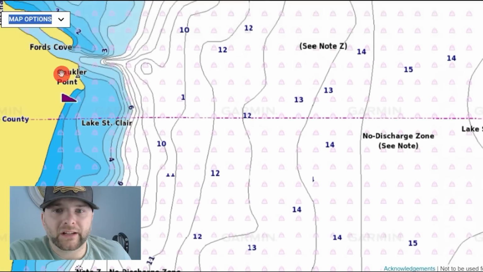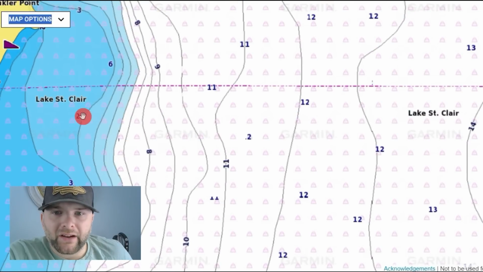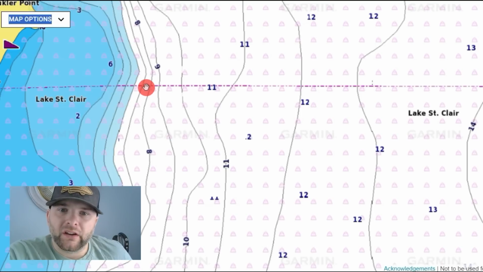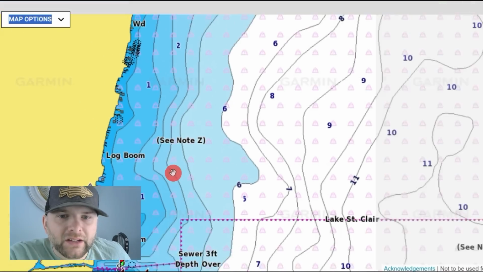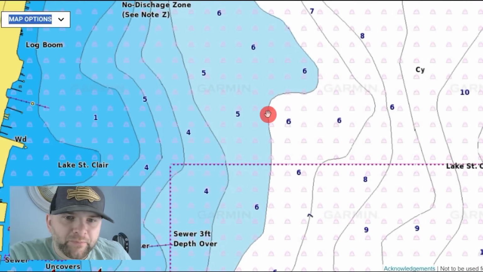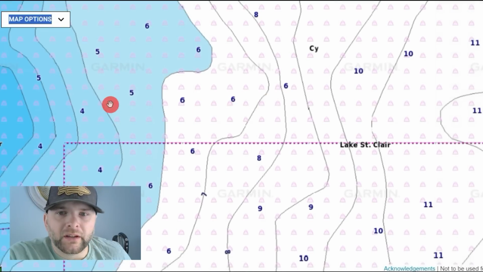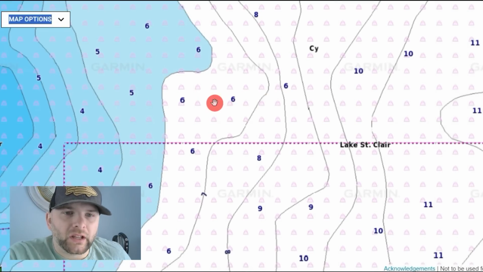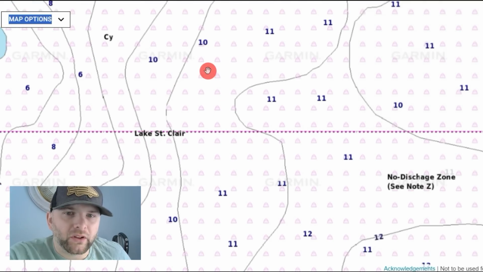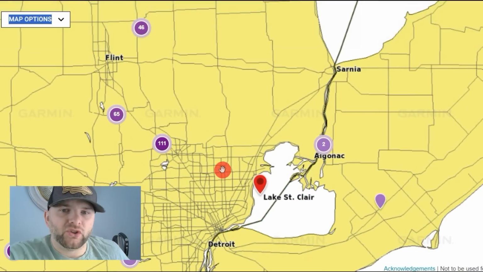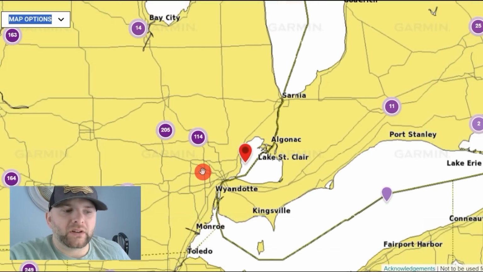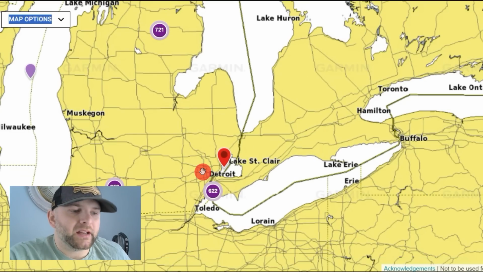So if we go here just south of Gawker Point, you have like a 4 to 6 foot ledge, you have a 6 to 8 foot ledge, and you have an 8 to 10 or 8 to 12 foot ledge. You have these little ledges where these contour lines will fall off into the next depth. So like a 5 to 7 foot ledge, a 6 to 9 foot ledge, a 10 to 12 foot ledge. It can be really small contour changes as well. It doesn't have to be these major drop-offs to constitute a drop-off, a ledge, or a break.